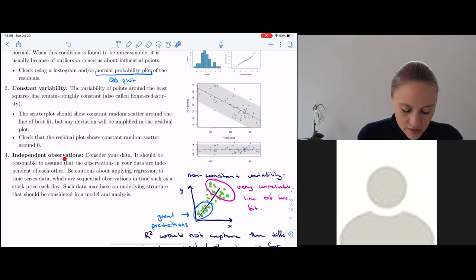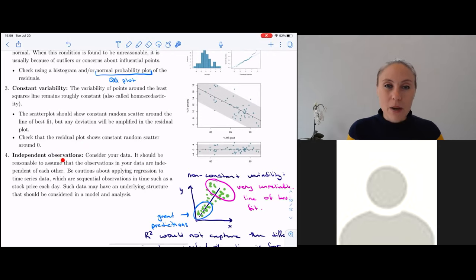The last assumption or condition that we need to check for a least squares regression line is independent observations, which we've talked about before. There's no graph to look at here. You just have to consider your data, right? You should be able to convince yourself: is it reasonable to assume that the observations in your data are independent of each other?